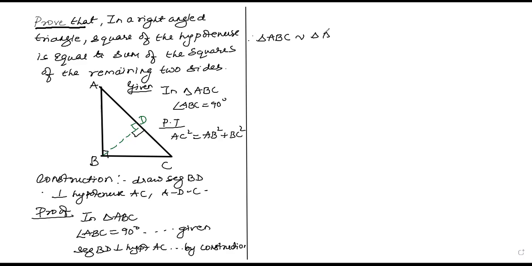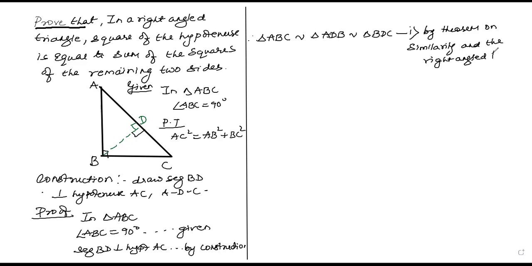The second triangle's name is ADB. Got it? Then the third triangle's name: the second and third letters are BC, and the vertex of the right angle is D, so D will come between B and C, triangle BDC. Okay, I just call this one by the theorem on similarity and the right angled triangles. Are you getting me?